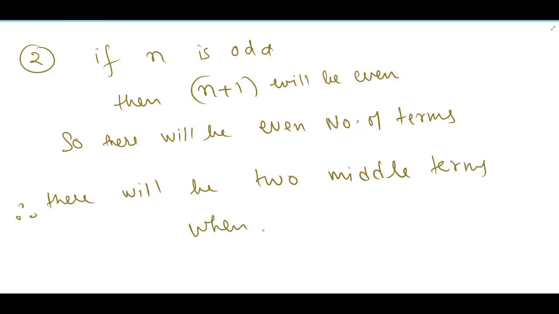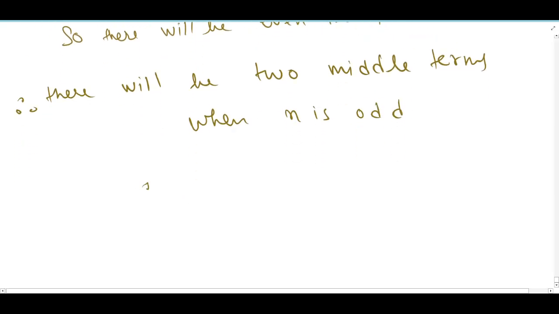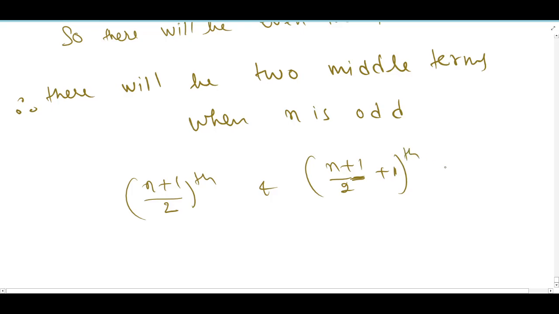When n is odd, therefore the two middle terms are the (n plus 1)/2 term and the ((n plus 1)/2 plus 1) term. So these are the two middle terms when n is odd.